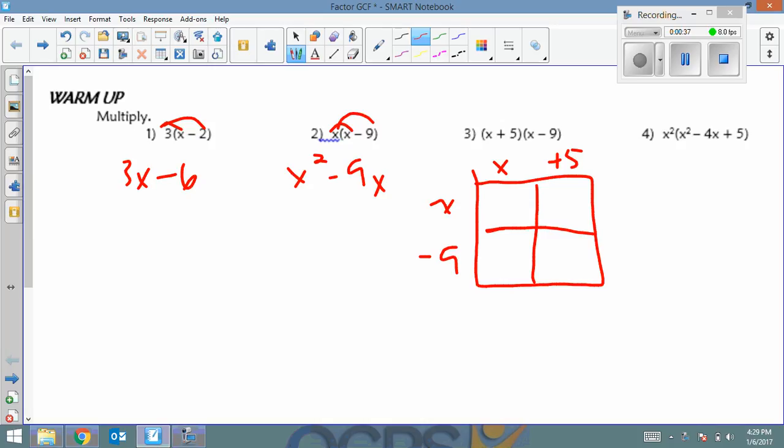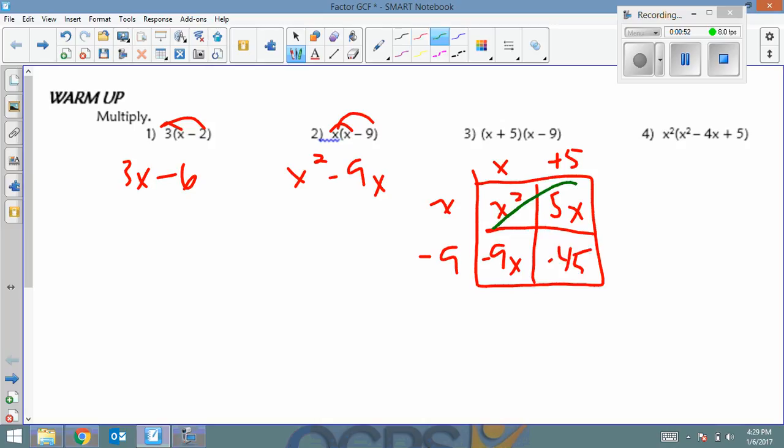So this box is x times x, which is x squared. This box is x times 5, which is 5x. This box is -9x, because -9 times x is -9x. And then -9 times 5 is -45.